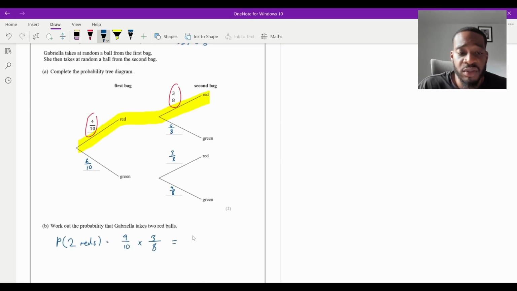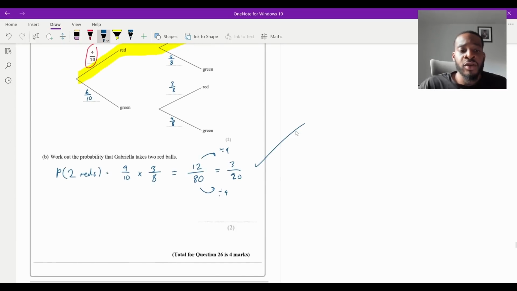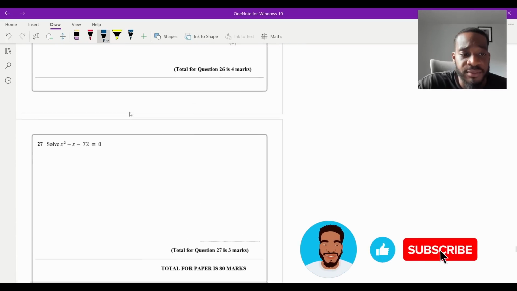How do we times fractions together? You just times across. So it's going to be 12 over 80. Now, again, as I said before, you don't have to simplify unless they specify it, but they never do. So you can leave it as 12 over 80, which is fine. Or you could just divide the top and bottom by 4. That will be 3 over 80 divided by 4 is 20. So the answer is 3 over 20. You could either put 12 over 80 or 3 over 20. Either one of those is absolutely fine. That's question 26.